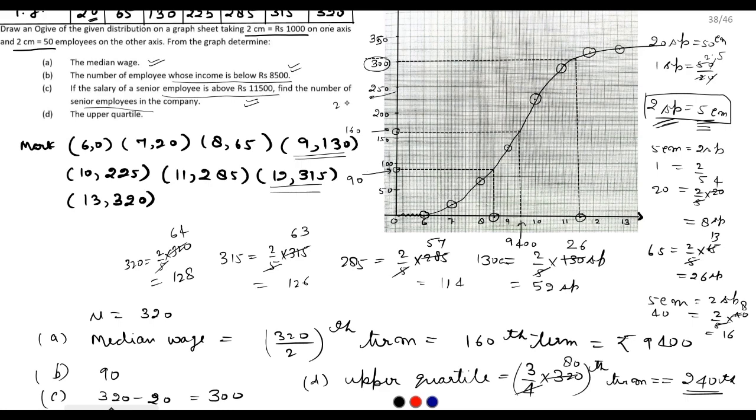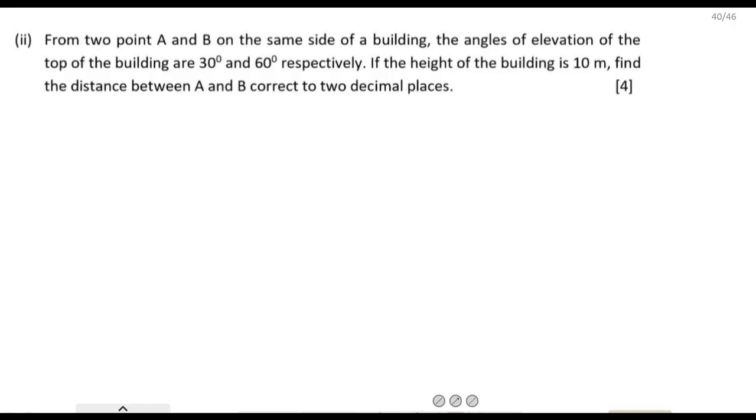This is the point for 240. Approximately 10.2 means 10,200. Second part, it is from height and distance.